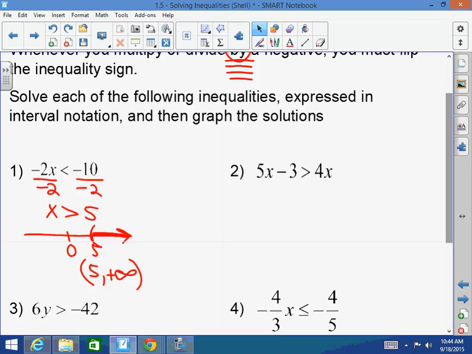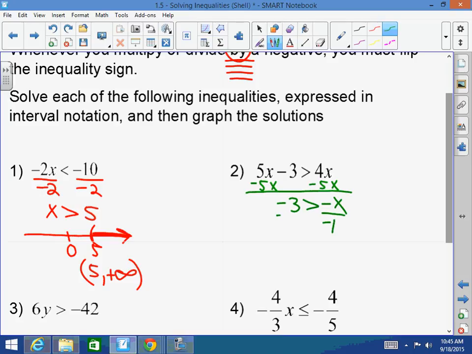How about for number 2? What do you think we would do here first, gentlemen? Let's subtract 5x from both sides because I want to get the x's together on one side. -3, and then I have a negative x. How do I solve for that x? Because I don't want to solve for negative x. I want to solve for x. You divide by -1. So this means this guy flips. So x is greater than 3.